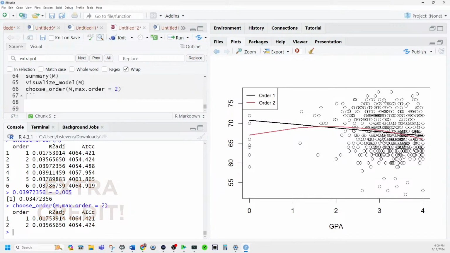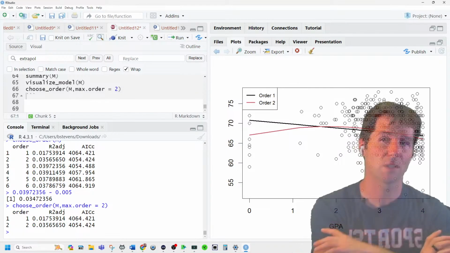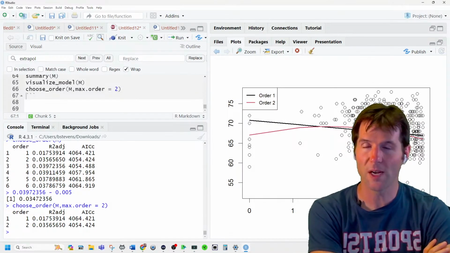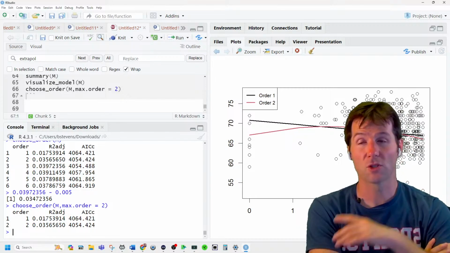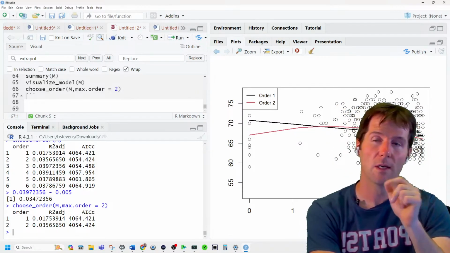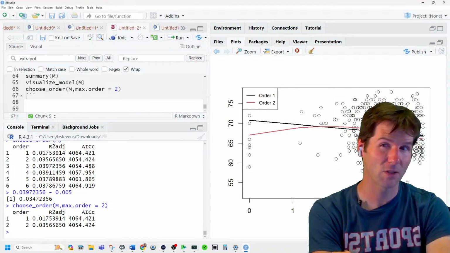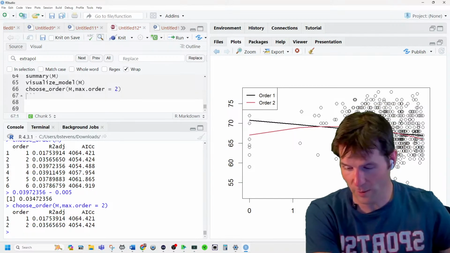Step 1, find the highest R squared adjusted. Step 2, subtract 0.005 off the max R squared adjusted. Step 3, start from the bottom and find the first one that meets the criteria we found right here.